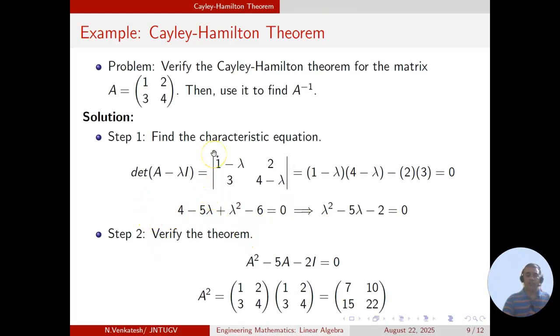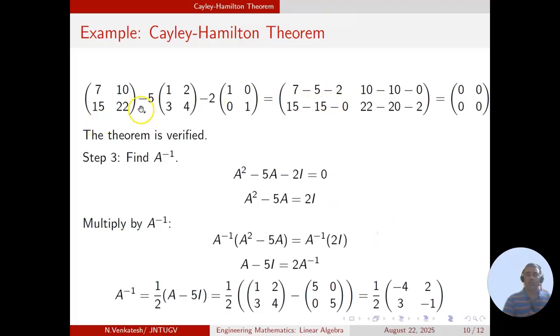As the statement says, every square matrix satisfies its own characteristic equation. So you will get A square minus 5A minus 2I, and if you substitute for A square, you are going to get this, and if you do the calculation of A square minus 5A minus 2I, you are going to get zeros. So this matrix, whatever the given matrix, satisfies this Cayley-Hamilton theorem. Now how can it be useful to find the A inverse?